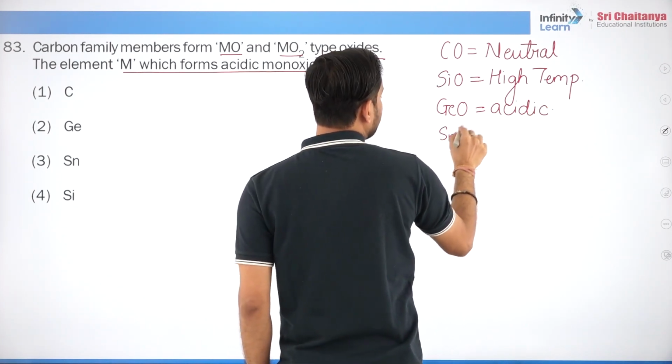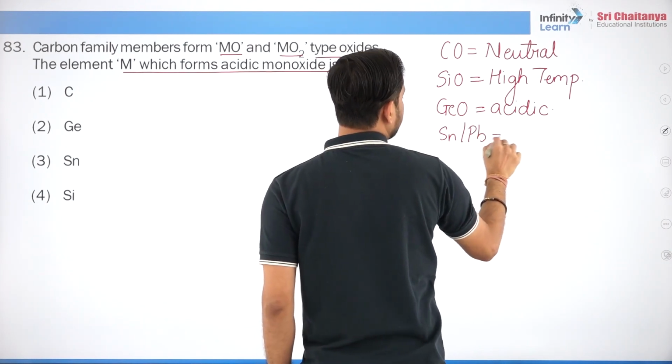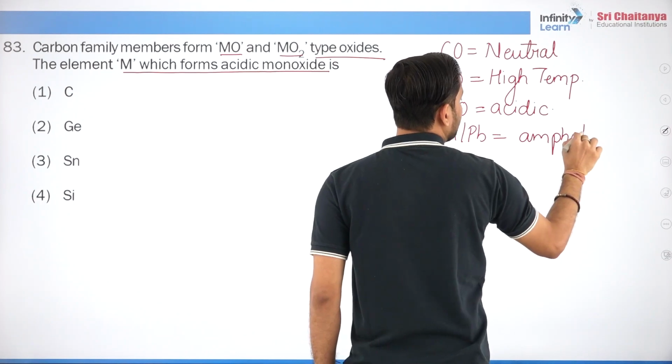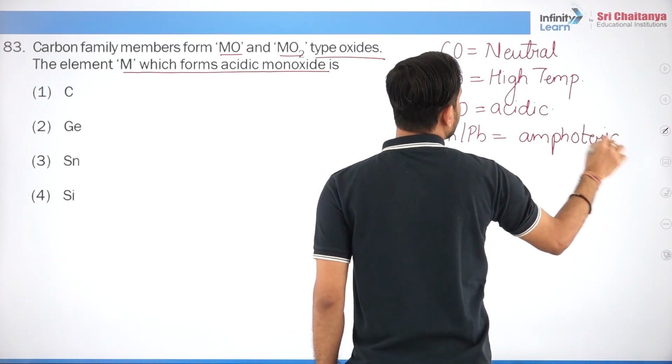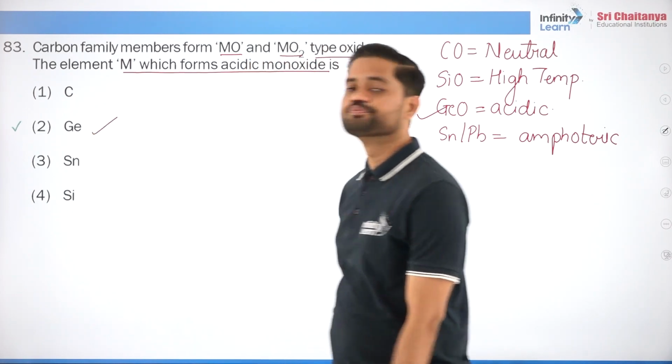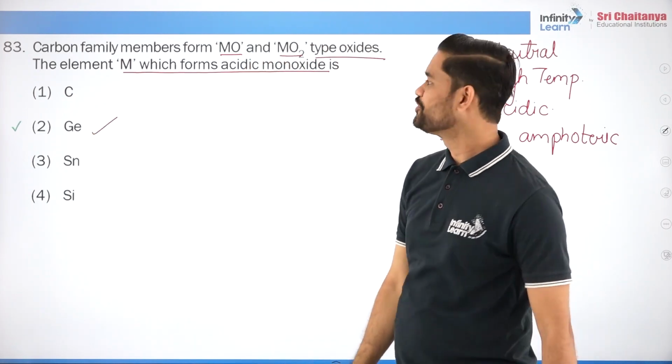And then tin and lead monoxides are amphoteric. So according to me, the answer has to be germanium oxide. So the answer for 83 is option 2.